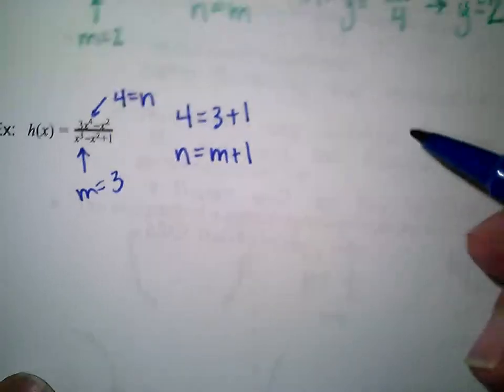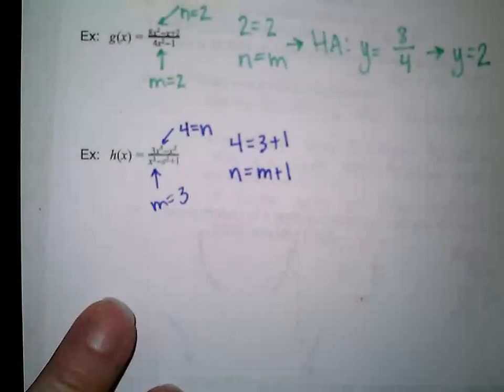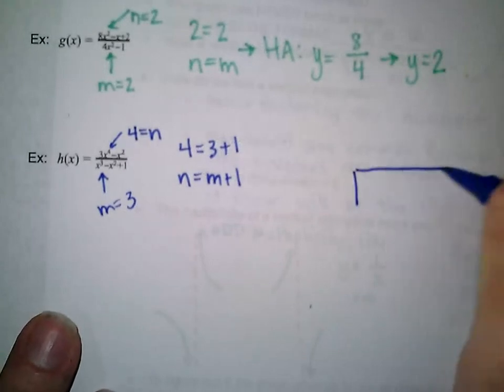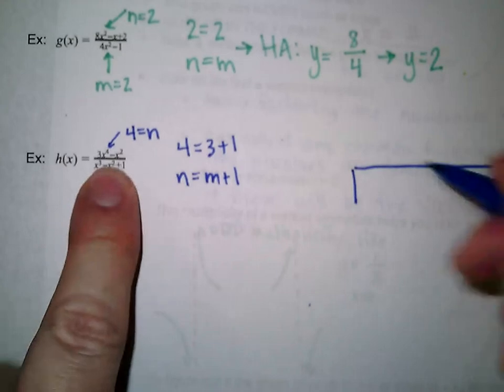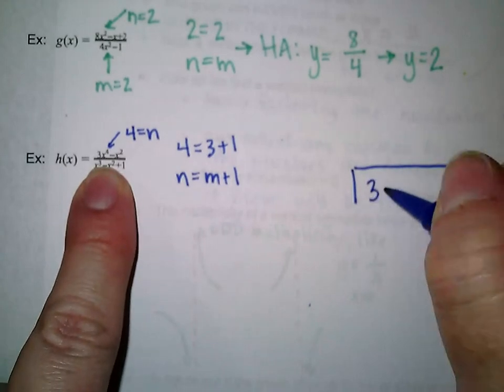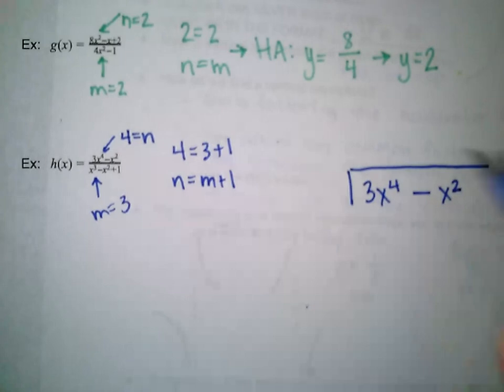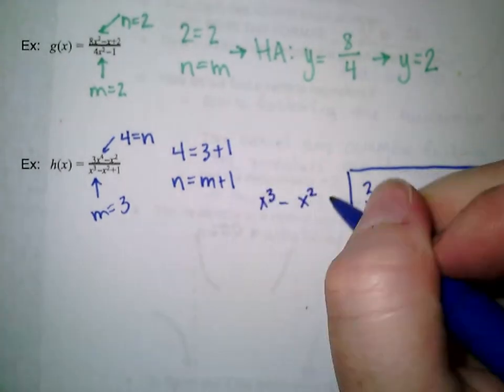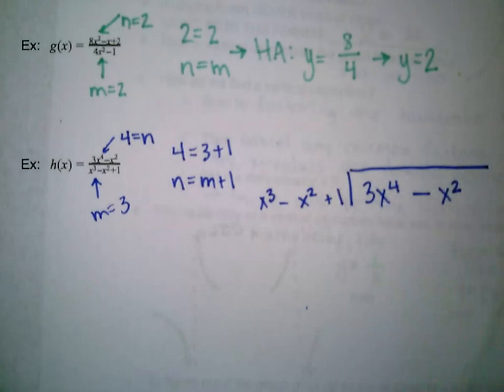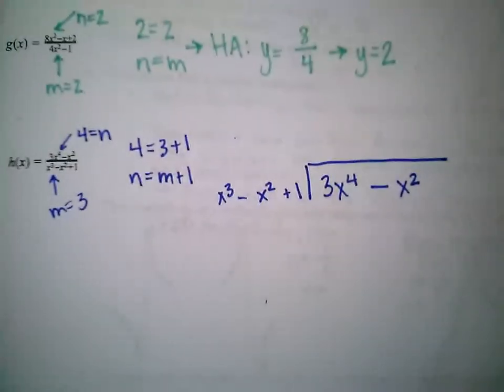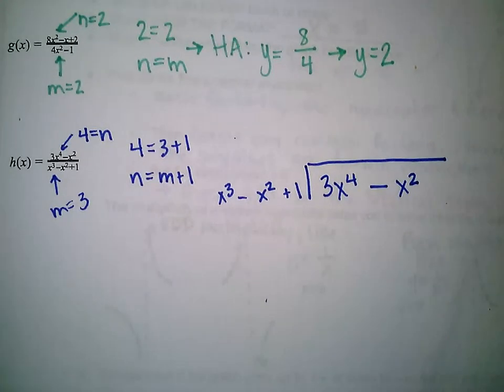So here we go. In polynomial long division, we want to start with the numerator inside the division symbol. So 3x to the 4th minus x squared on the inside, and then x cubed minus x squared plus 1 on the outside. Okay. Then when I do polynomial long division, I will talk you through it. I am going to start by looking at the first term on the inside, so the dividend, and the first term on the outside, so the divisor.